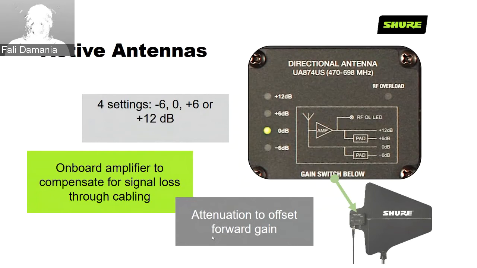You have a couple of gain options, and the only reason you use this gain is to make up for signal loss in your transmitting cable, in your BNC cable. That's the only reason. There's absolutely no other reason why you would use gain over here. It's only meant to compensate for loss in your cable.